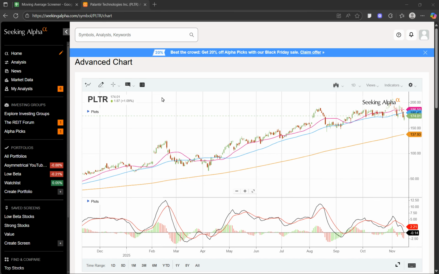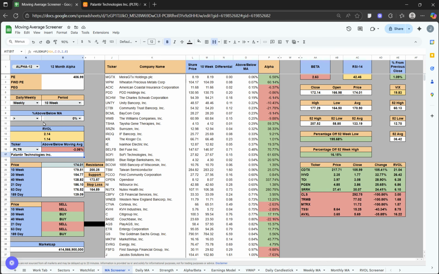Okay, the next stock is going to be Palantir. We're in an uptrend. We have pulled back below our 50-day moving average. We have a bearish MACD, but it looks like we're just below the zero line with our MACD. We are a sell on our short-term and mid-term time frames, but on our longer-term time frames, we are a buy.